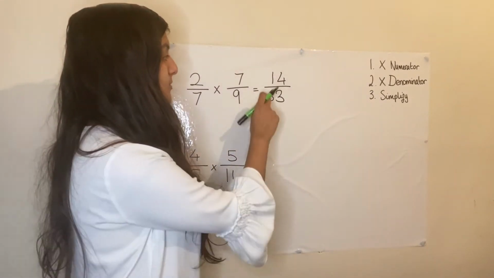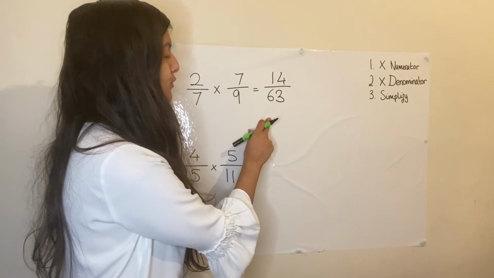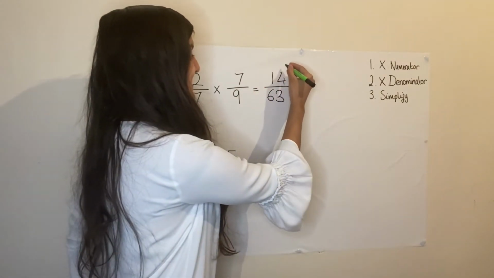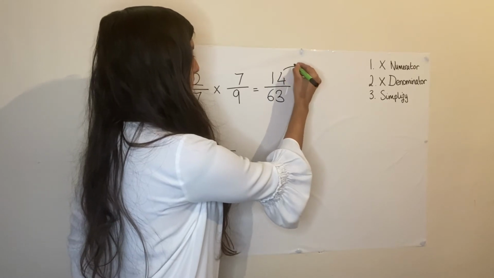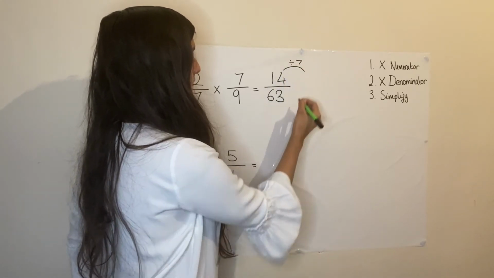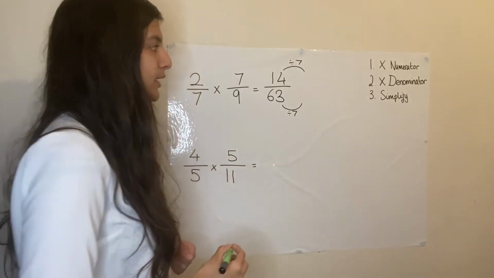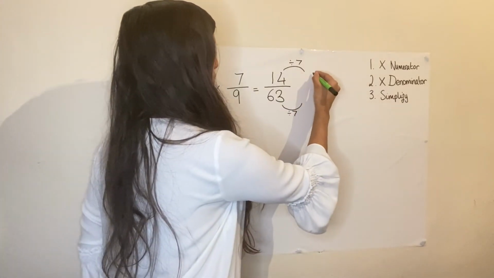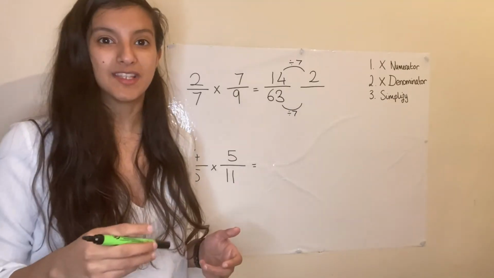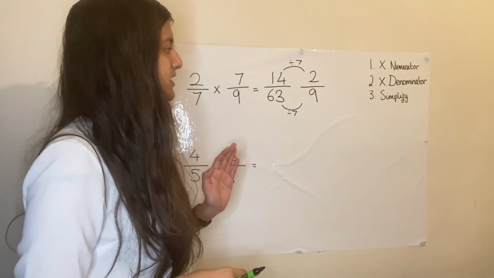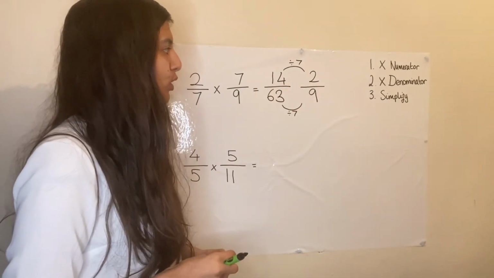So I need to find the simplified fraction of 14 over 63. By looking at 14 and 63, I know that they're both divisible by 7. So 14 divided by 7. And I must do the same to the bottom. So 63 divided by 7 as well. 14 divided by 7 is 2. And 63 divided by 7 is 9. 14 over 63 can be simplified into 2 over 9.